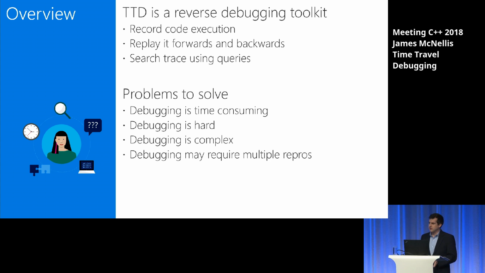Finally, debugging may require multiple repros, so there's two different sides of this to consider, actually. First, you might have a bug that does not reliably repro, right? It might be a race condition that only occurs occasionally and under specific circumstances that are hard to pin down. Or maybe it's a bug that a customer hits reliably, but you're unable to repro on your own machine or in a test environment.